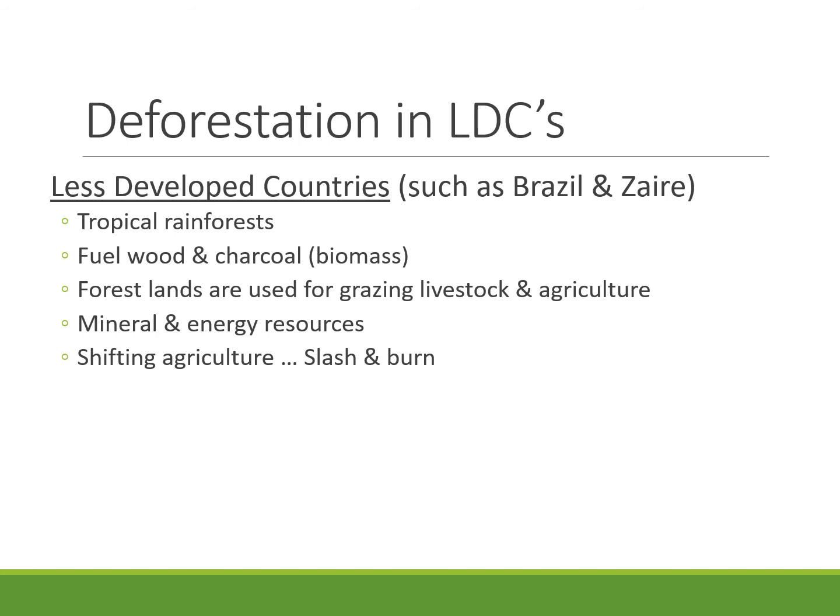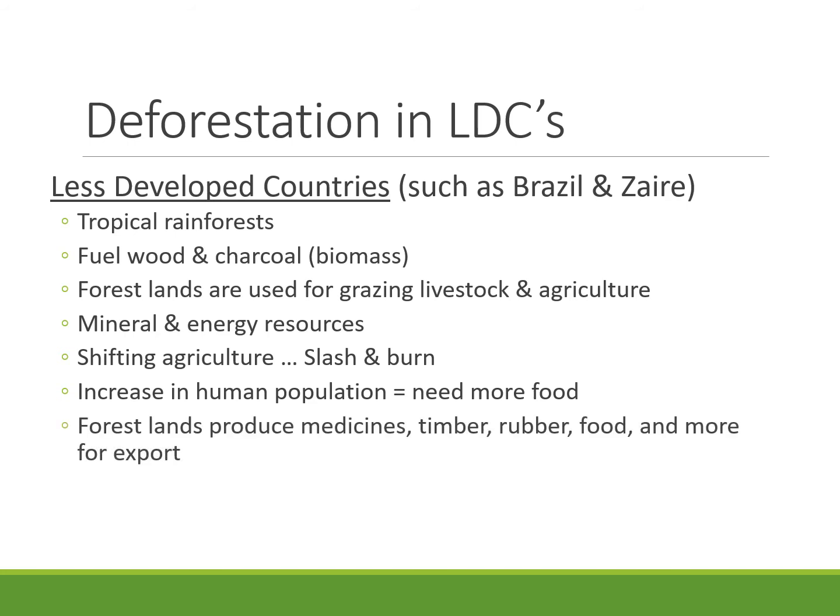Again, I should put that one above, but shifting agriculture, that's slash and burn. Their population is increasing very rapidly. They need food. They don't have access to food. There's a lot of poverty. So again, slash and burn. The forest lands do produce a lot of things for export. So again, maybe there are some corporations, even from highly developed countries, coming in and exploiting that. And sometimes even the governments are unstable. And so there'll be rubber plantations and they'll export that for money.